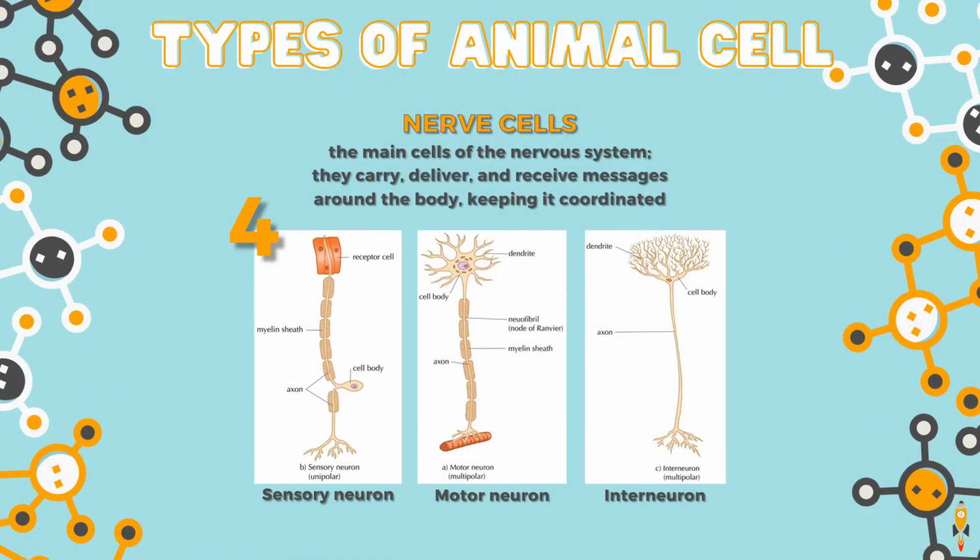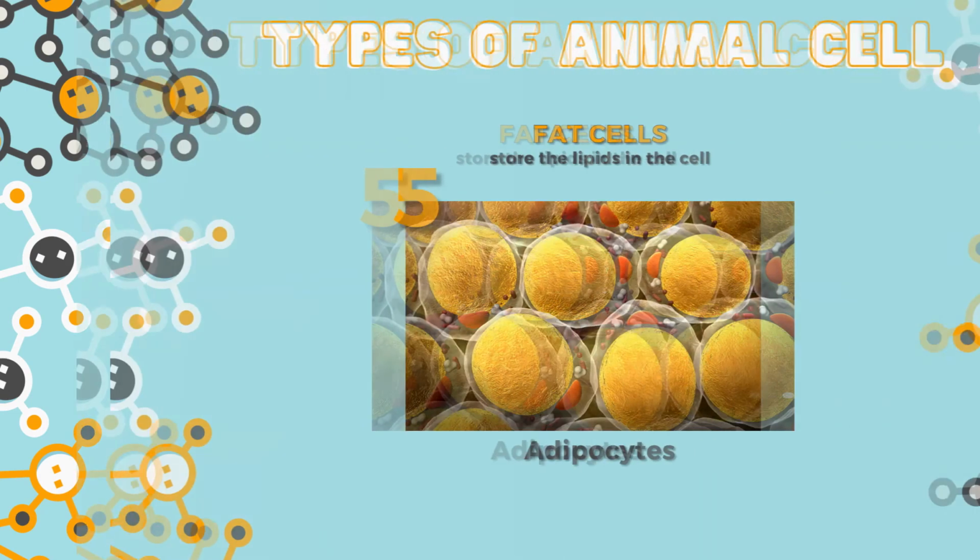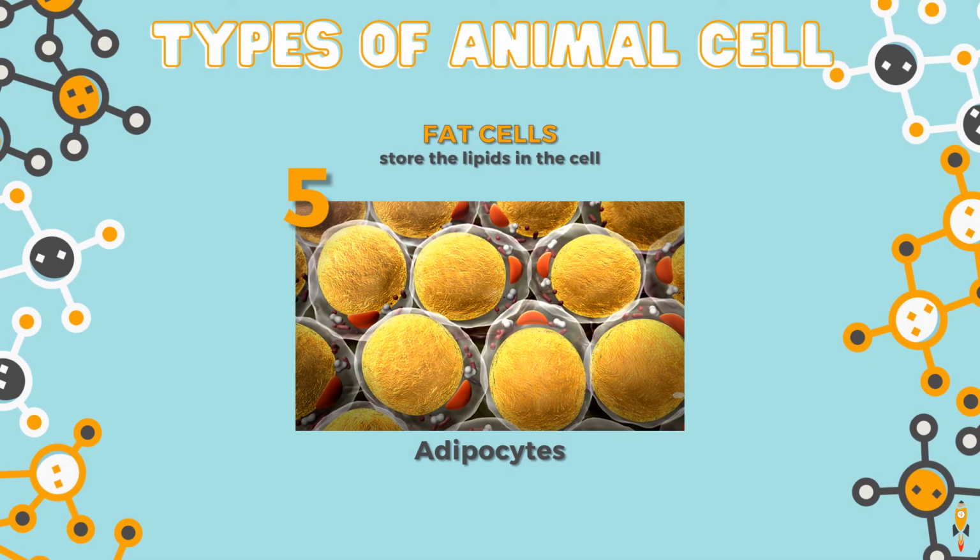Nerve cells, or neurons, are the main cells of the nervous system. They carry, deliver, and receive messages around the body, keeping it coordinated. Last but not the least are the fat cells. They store the lipids in the cell.